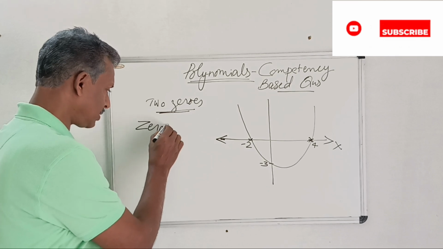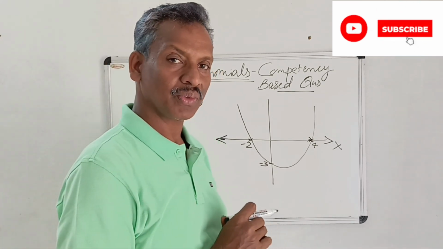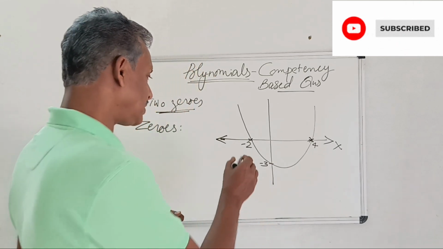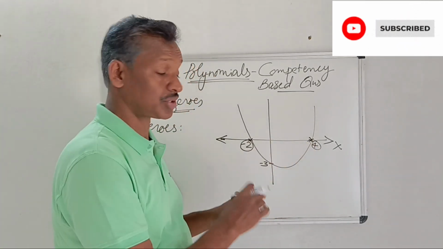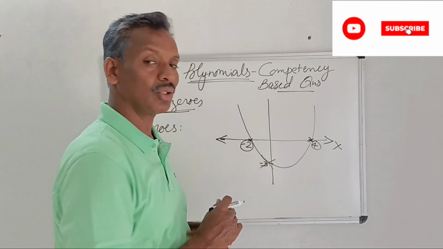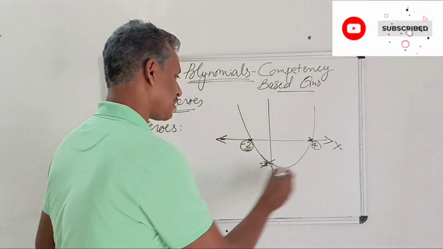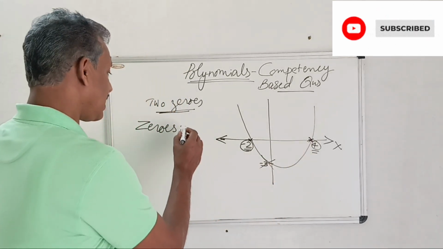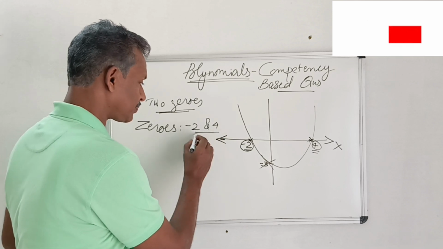The second question is: name the zeros, or the zeros are dash and dash, or we have to find the zeros. What is the value of x at those places where it is cutting the x-axis, not the y-axis? You should not look at where it is intersecting with the y-axis. What is the value of x here and here? They are the zeros. -2 and 4 are the zeros.